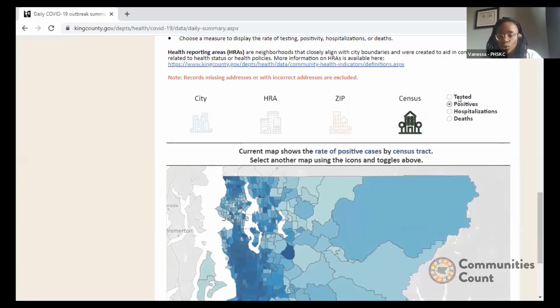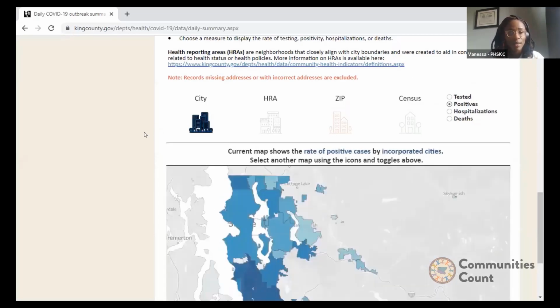Also, one of the things that you can toggle between is the number of people tested, the number of positivities, hospitalizations, and death rates. So for each of these different geographic regions, you can toggle between these different features and get to the numbers that you're interested in. So just for simplification purposes, I'm gonna look at the positives, right? So looking at positive by city.